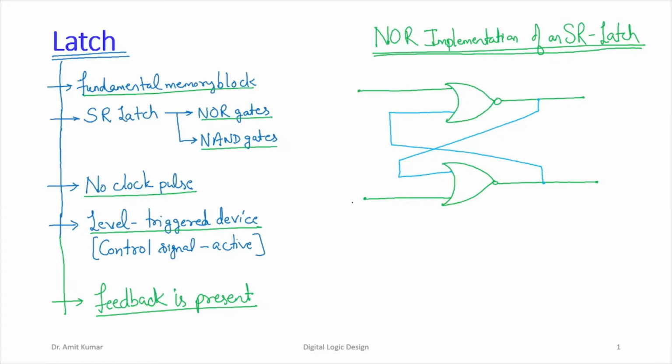We call this terminal the set terminal. We call this terminal the reset terminal. We call this the uncomplemented output, that is Q. We call this the complemented output, that is Q bar. Why do we call this set and why do we call this reset? We will look into these details in the further part of this video.